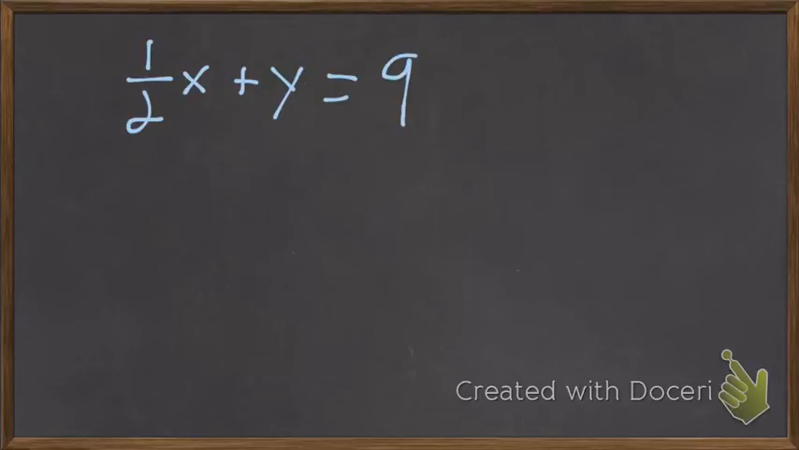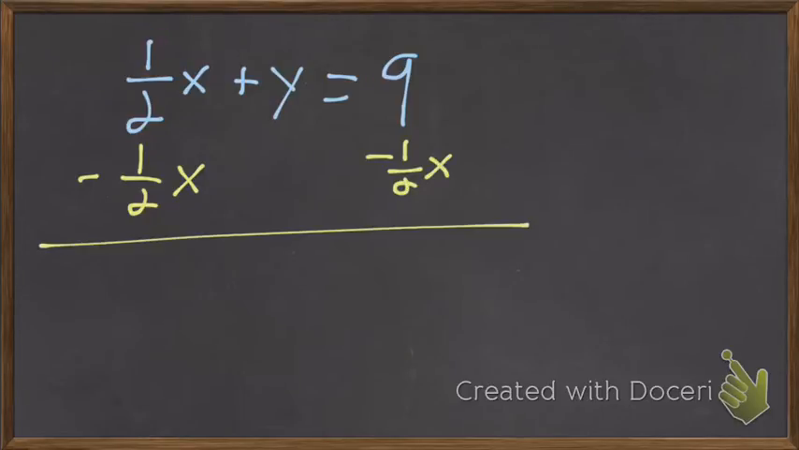Let's say 1/2 x plus y equals 9. What's the first thing I've got to do? I've got to move that x. So how do I get rid of 1/2 x? I'm going to subtract 1/2 x from both sides. Can I do 9 minus 1/2 x? Can you do that? I think no. Can't do that.